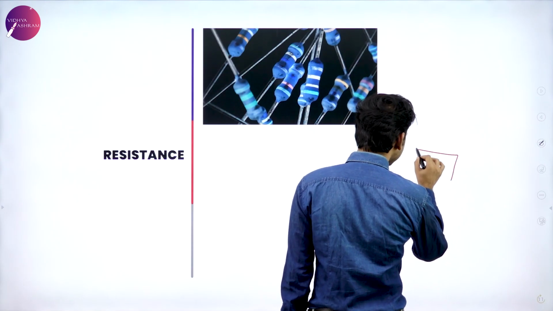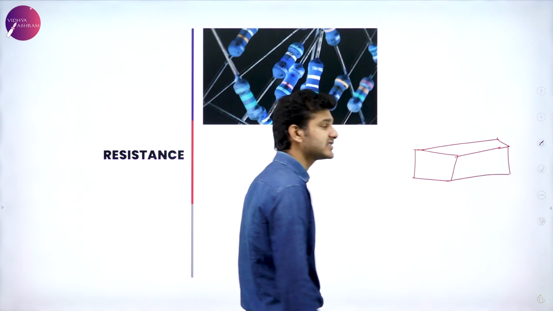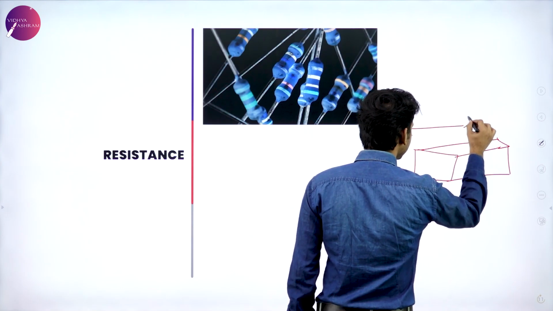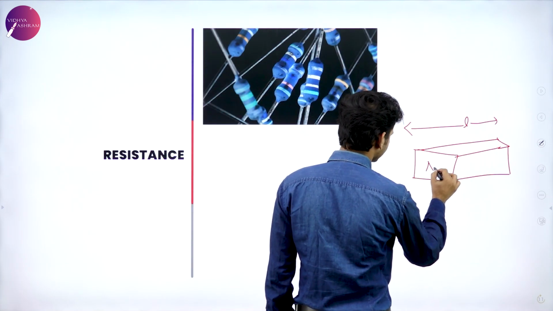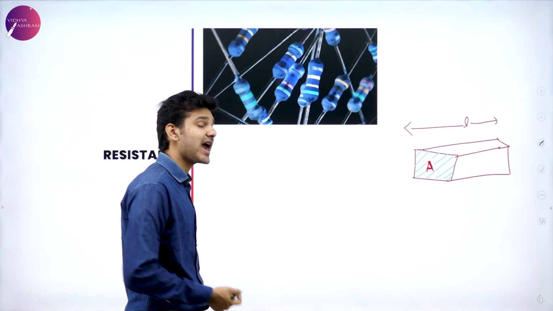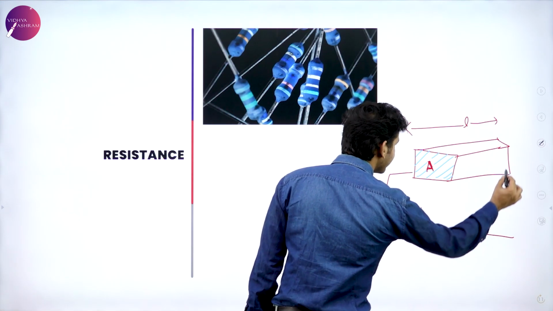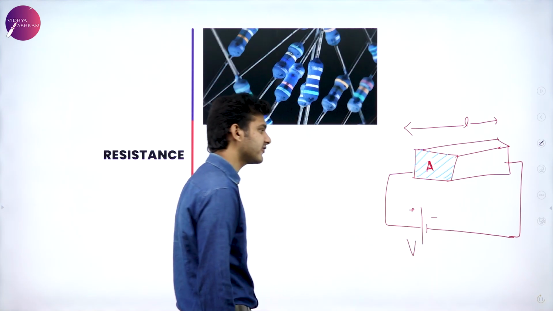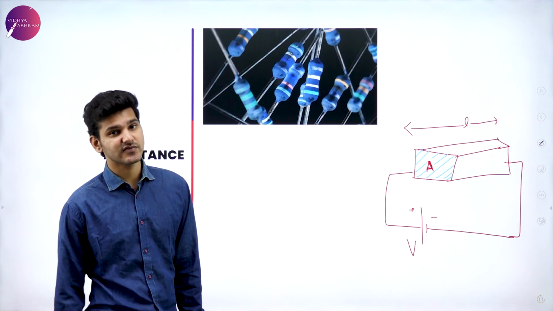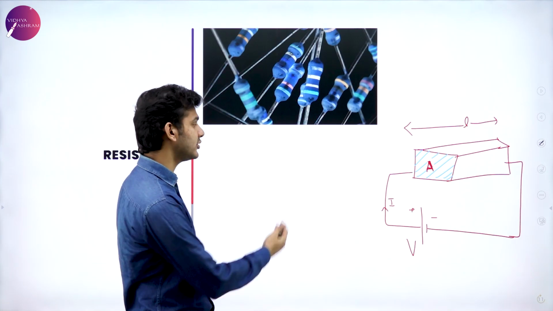A clearer explanation was yet to be given. So if you consider a material, let's say this is a material which has a length L and an area of cross section A. This material is connected to a high voltage battery, V. It has V volts, and it drives current flow into the material which we have just connected. And I is the amount of current flowing through that circuit.